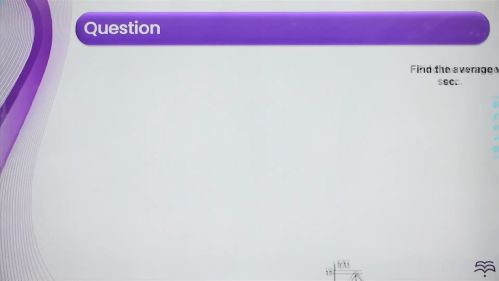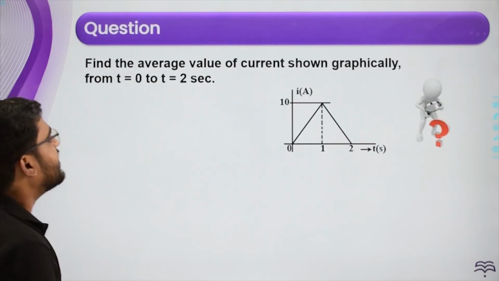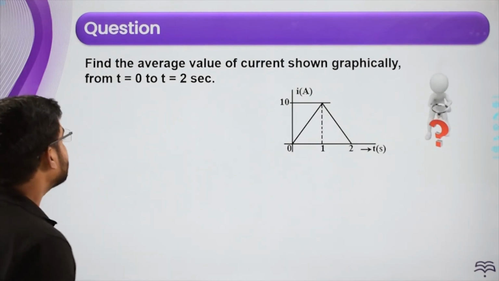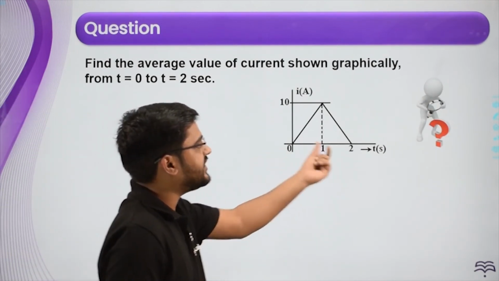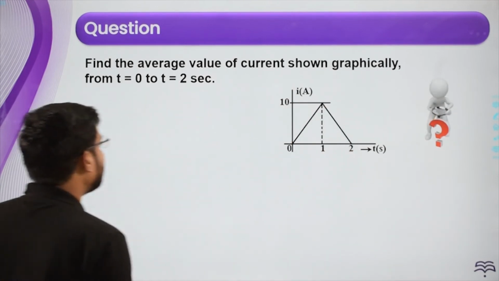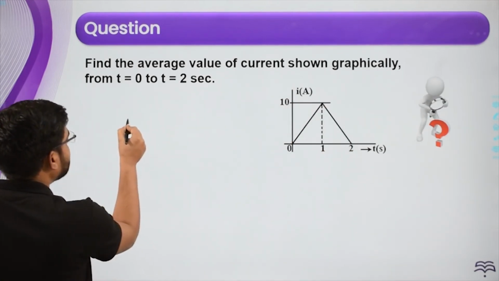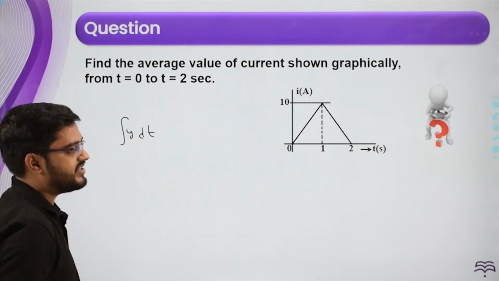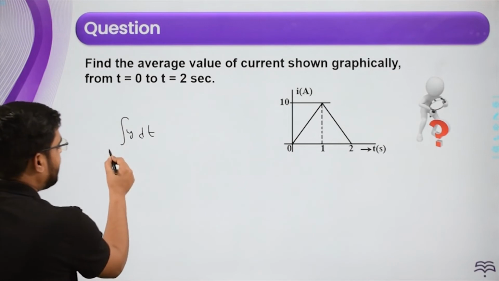Now next there is a question. This question is saying find the average value of the current which is shown in the graph, from t is equal to 0 to t is equal to 2 seconds. Here I am going to use a graphical method, and in that graphical method, if they have given us y, the value for which I have to get the mean, versus time, so I am finding the time mean.